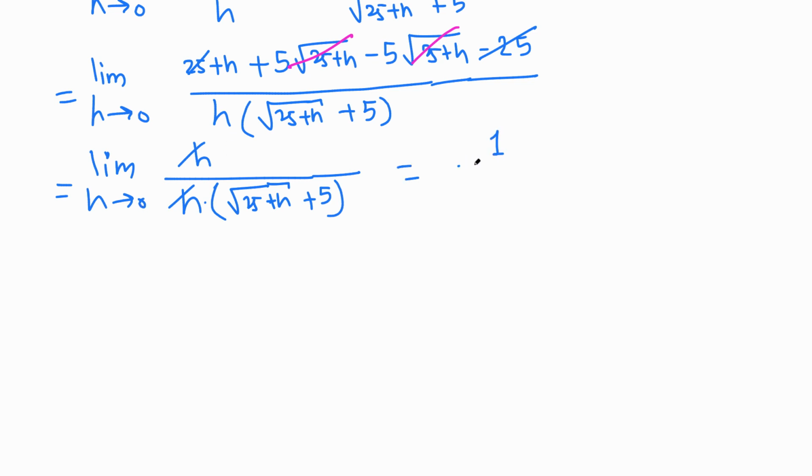So we basically canceled the 0-making factor h. Now when h goes to 0, 25 plus 0 is 25, and the square root of 25 is 5, plus 5 is 10. So 1 over 10 is the limit.